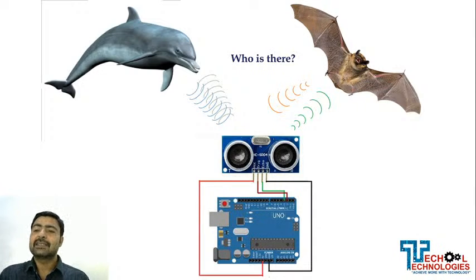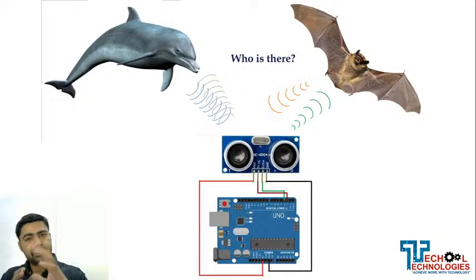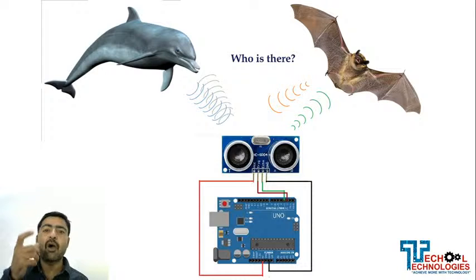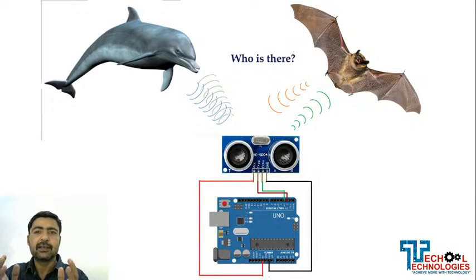Ultrasonic wave is a high frequency wave which a bat uses. Bat is one animal which uses ultrasonic waves to detect an object. A bat transmits the wave, and when the wave strikes an object in its path, it reflects back, and from the transmission and the reflection of that wave, it detects how far or how big that object is.